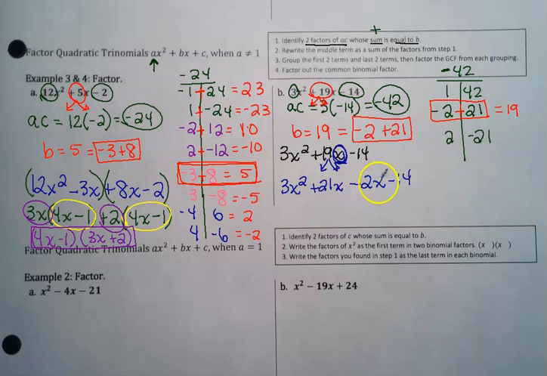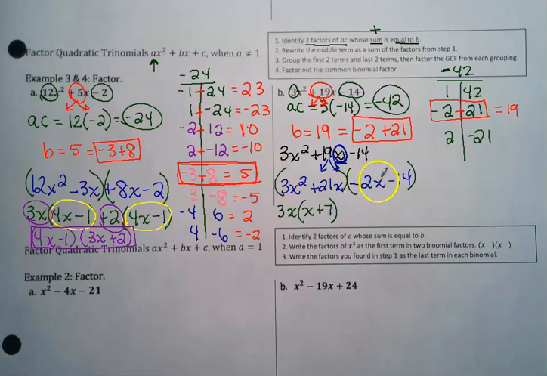Because I know I'm going to group these two together, 2 and negative 14 have a common factor. I'm going to use that. Okay, so step 3 was to group them and find the GCF. So 3 and 21 have a 3 in common. X squared and x have an x in common. 3x squared divided by 3x is x. 21x divided by 3x is a positive 7.